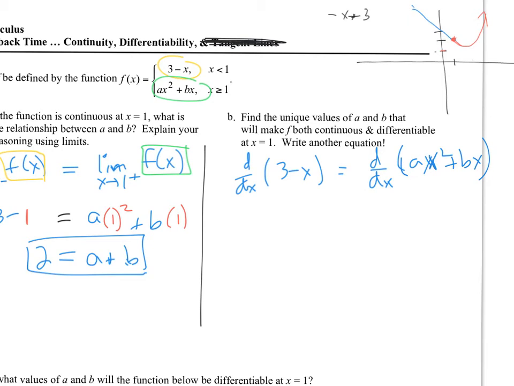So as a function, the derivative on the left would be, now I'm going to actually differentiate. On the left it would be a negative 1. I'm getting that from my negative 1x, so my power rule. Derivative of 3 is 0, so the 3 goes away. And then on the right hand side, derivative of ax squared, drop the power down, would be 2ax to the first, plus derivative of bx would be bx to the 0, so the x goes away. And that's my general derivative function.